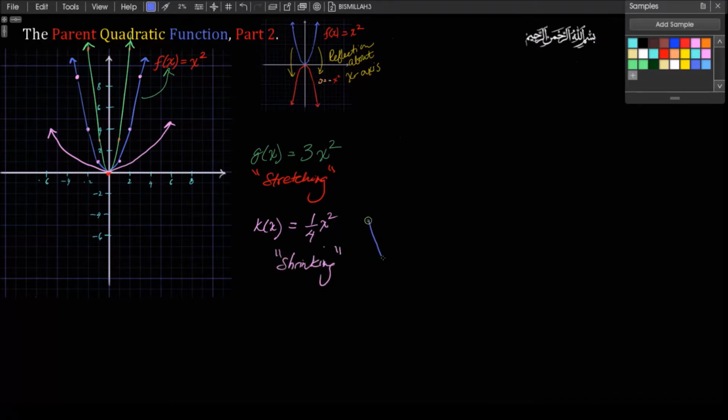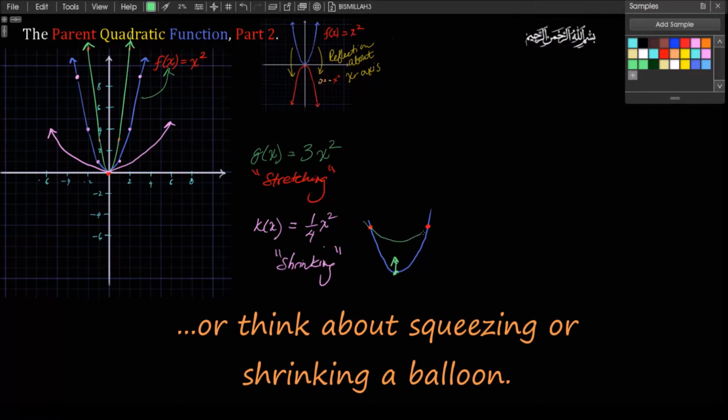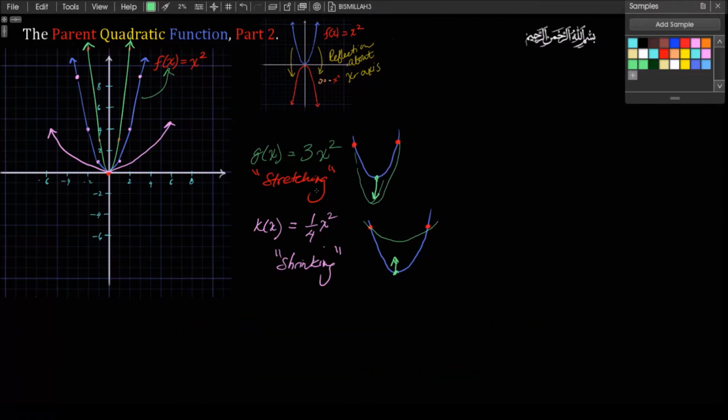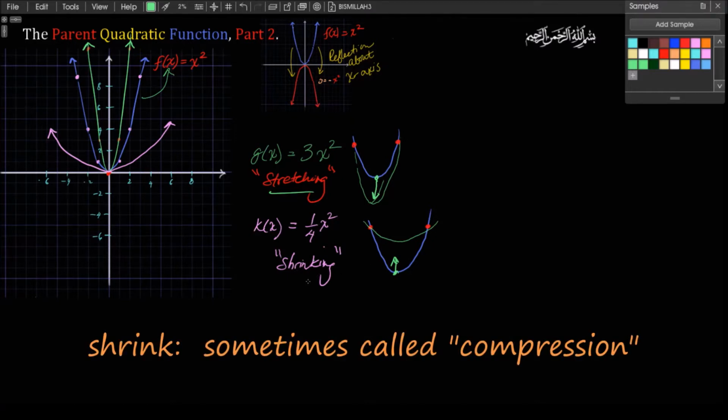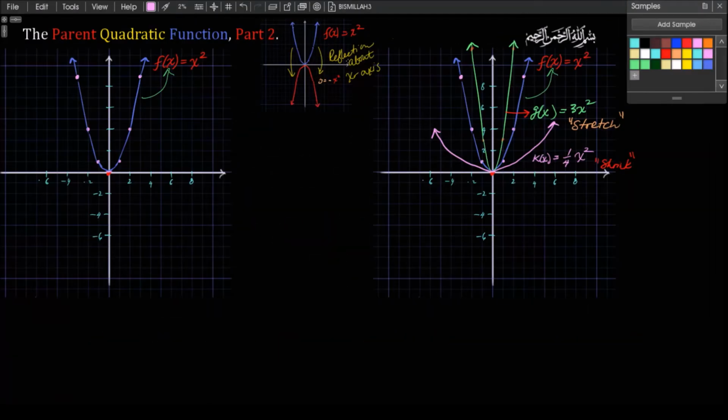Now how's that, you say? Well, again, if this is the parent function over here like this, and if you were to pin the parent function down over here, and if you were to take the vertex and push it in there, like shrink it, it would kind of be like this, right? Kind of squeezing it in. So making a graph skinnier is kind of like stretching it, and making a graph chubbier is kind of like shrinking it. Okay, so the graph of y equals negative x squared was a reflection about the x-axis.